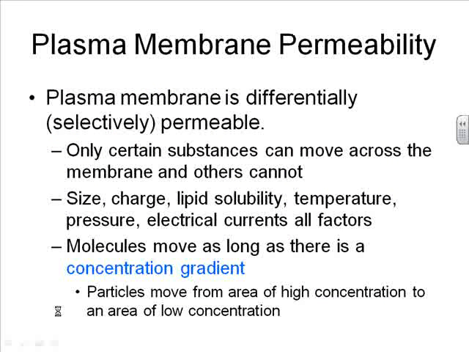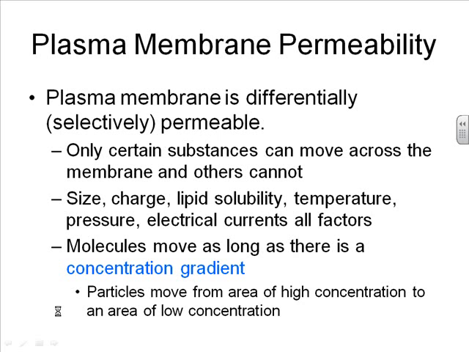So let's look at its permeability. We say that a plasma membrane is differentially permeable or selectively permeable. What that means is it's picky. It will only allow certain things to move across the membrane, and other things are going to be rejected.